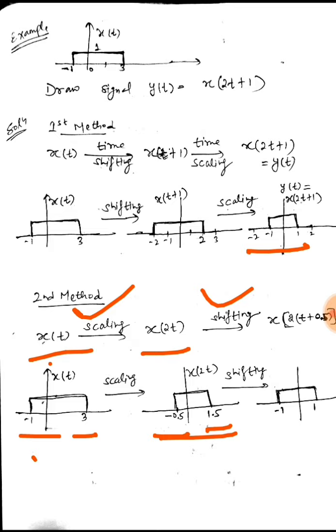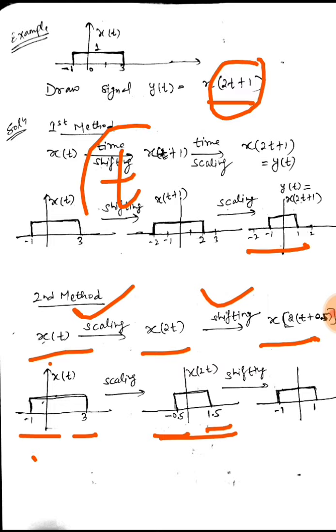So there is one thing to understand. I have written the function in this form, that is, I have taken 2 outside the bracket, taken 2 common, so it becomes 2(t plus 0.5), because in this 1 was added to 2t, but I need to add something to t only. So that is why I have taken 2 common, and 0.5 is now added to t.